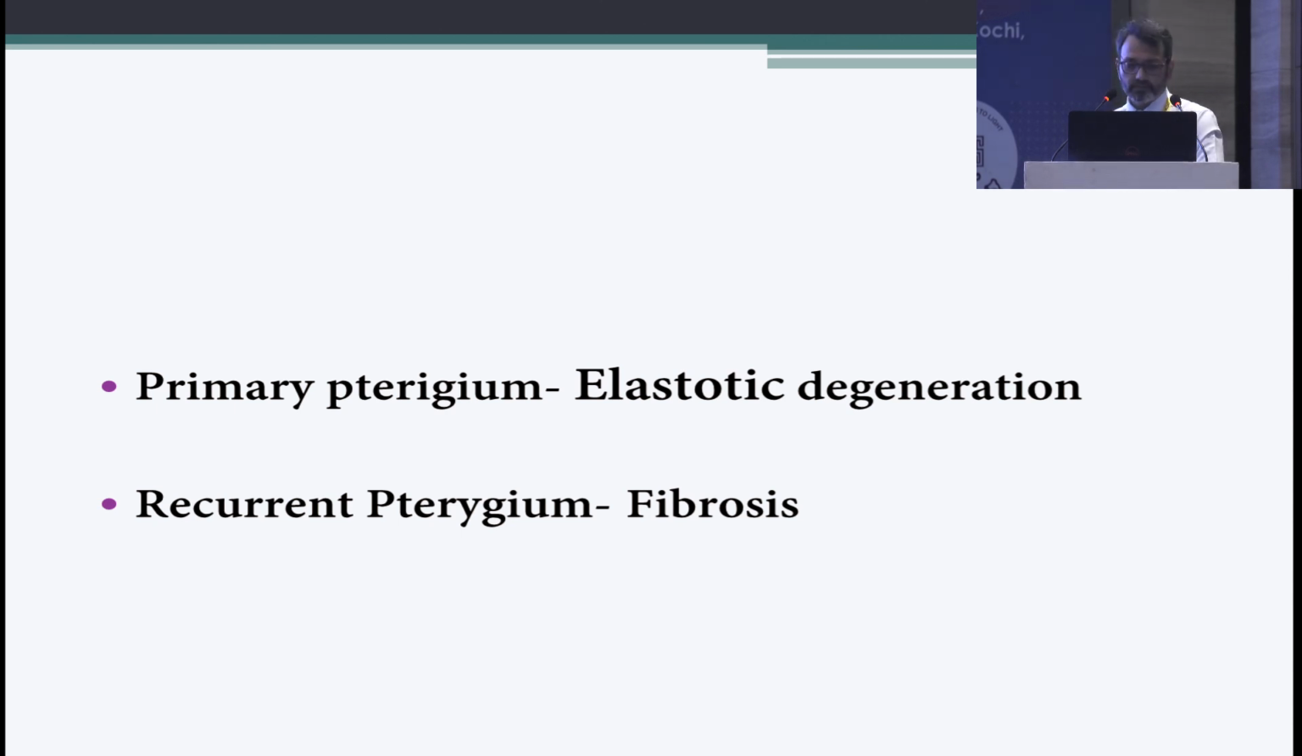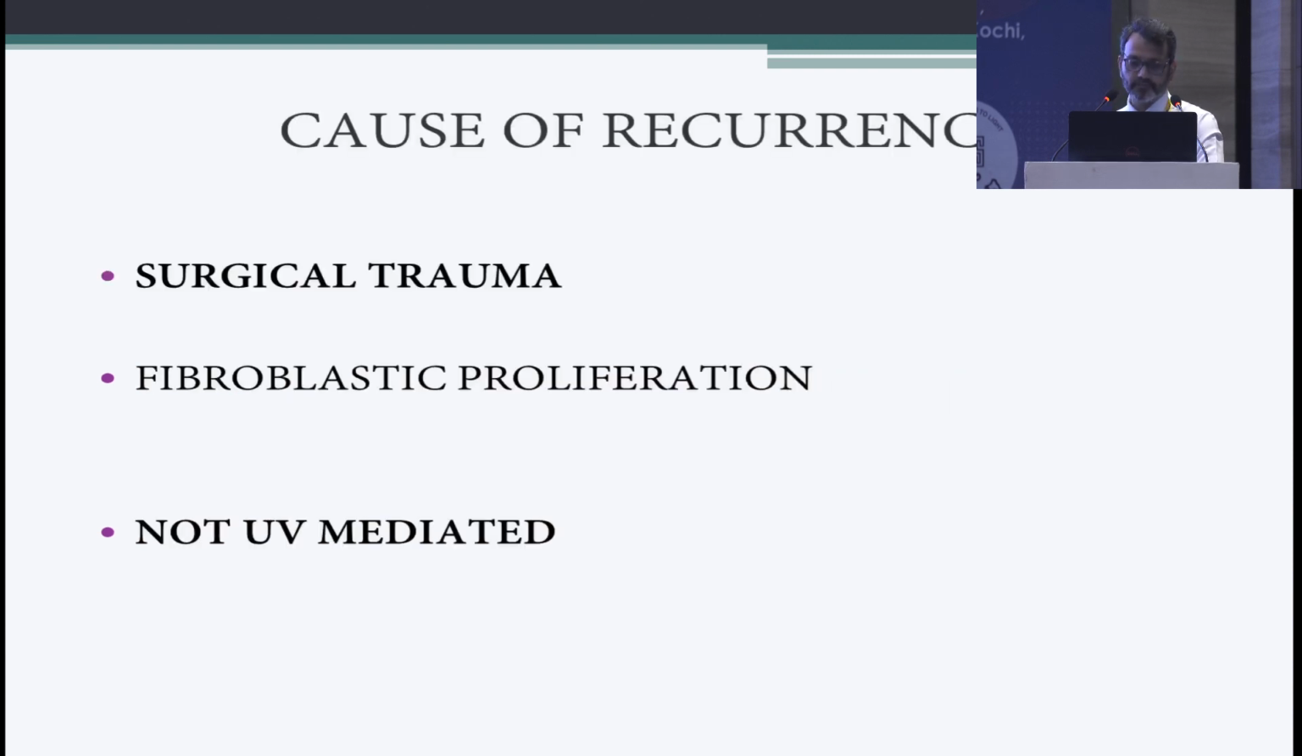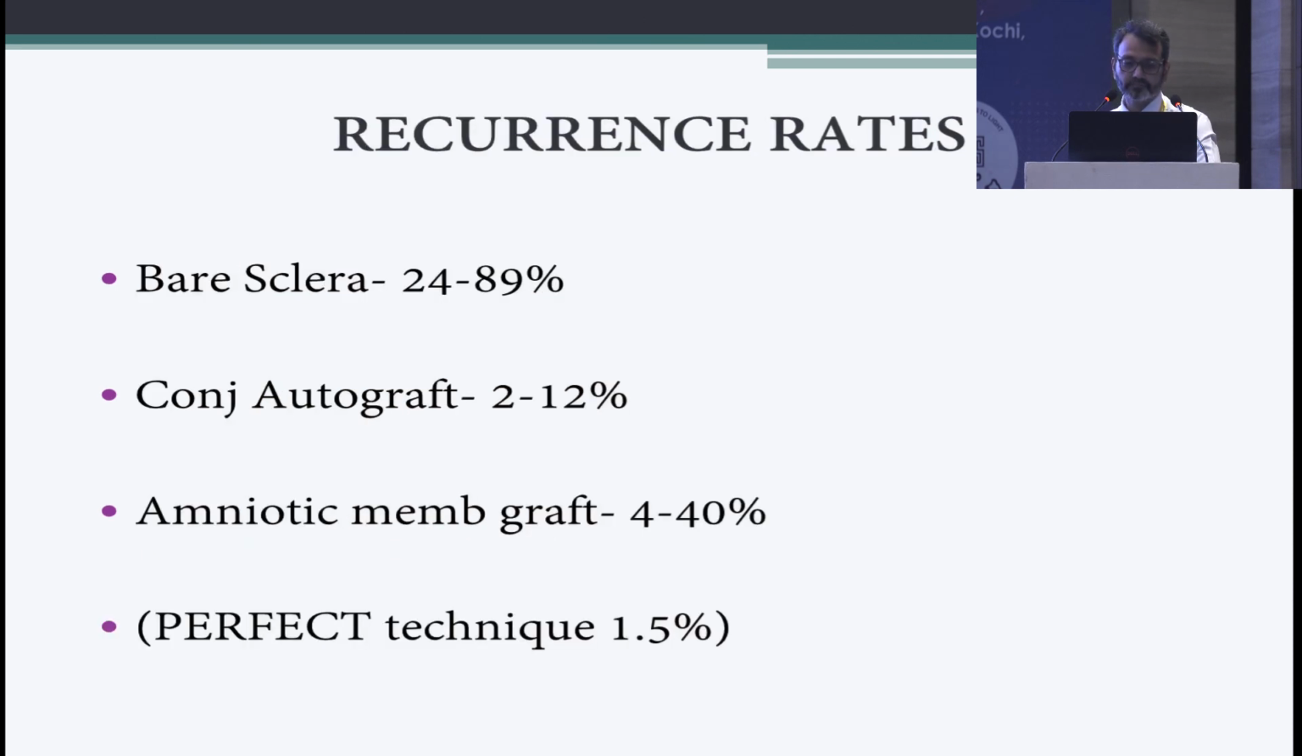As was discussed, the primary pterygium is basically an elastotic degeneration, but the recurrent pterygium is predominantly fibrotic. The causes of recurrence are surgical trauma, which we create, we disturb the Tenon's and it reacts and grows again. There is a fibroblastic proliferation. It is not UV mediated, as the theory has proved that for the primary pterygium, UV plays a very major role in its development.